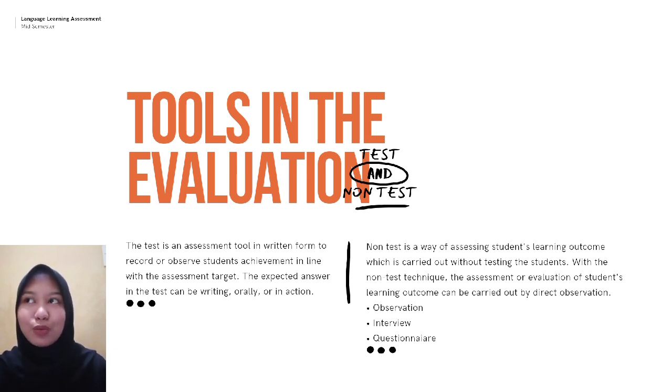So it is like we observe the students by giving some tests. The test can be written, oral, or in action. So the test uses some questions. And then the second is non-test. So non-test is a way of assessing students' learning outcomes without any test. It can be an observation, interview, or questionnaire. So basically, non-test is a way of assessing the students by direct observation.